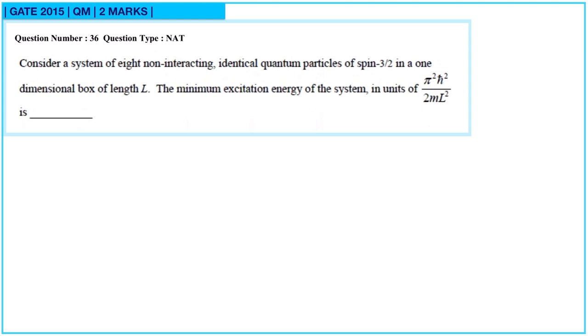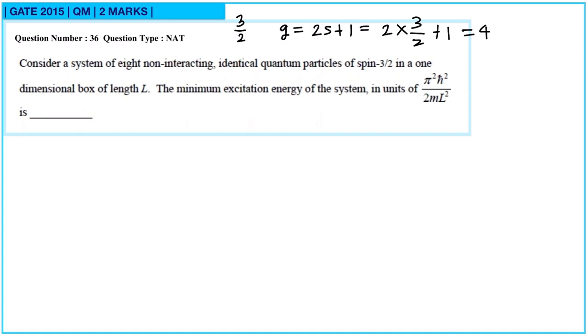Next question. Consider a system of 8 non-interacting identical quantum particles of spin 3 by 2 in a one-dimensional box of length L. The minimum excitation energy of the system in the units of pi square h cut square upon 2 m L square is. A particle has spin 3 by 2. So the degeneracy will be g is equal to 2s plus 1. So that is 2 into 3 by 2 plus 1, which is equal to 4. So each state will have 4 particles. It can contain a maximum of 4 particles.